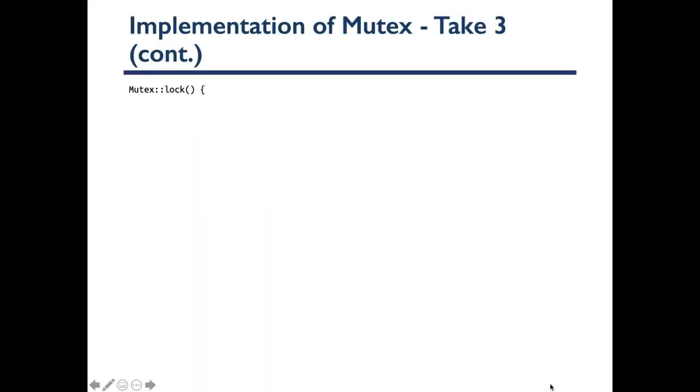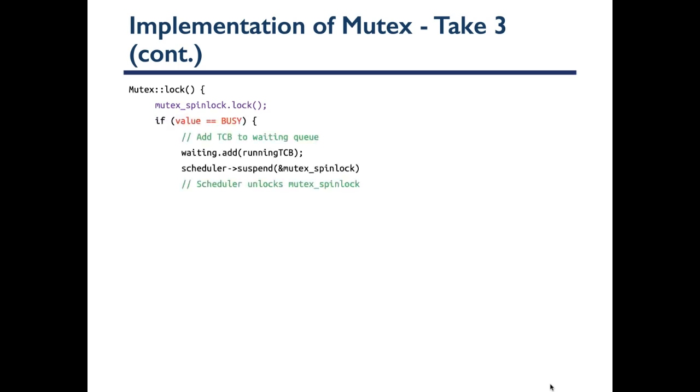Okay, so let's look at the implementation of lock. The first thing we're going to do inside is we're going to use our Spinlock to protect inside the lock function, because we're going to change the internal state of the lock, the Mutex. Very, very similar to what we did with Mutex with interrupts.